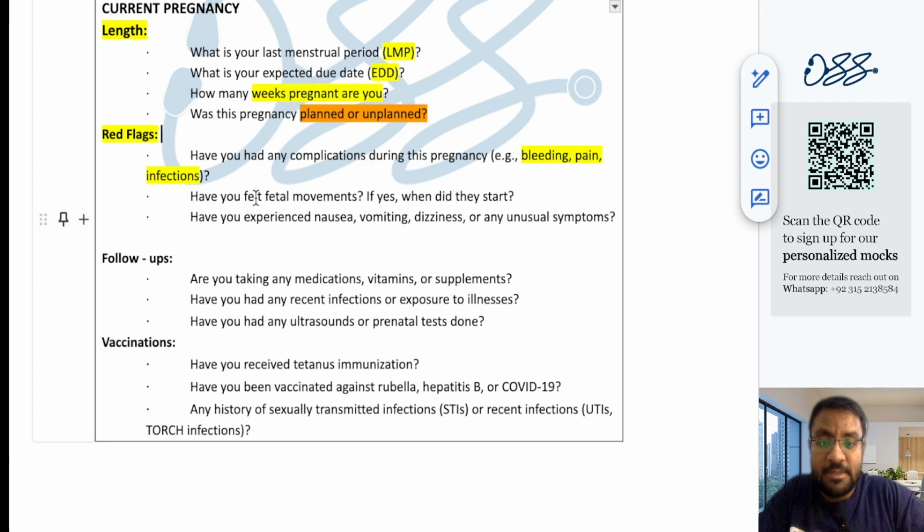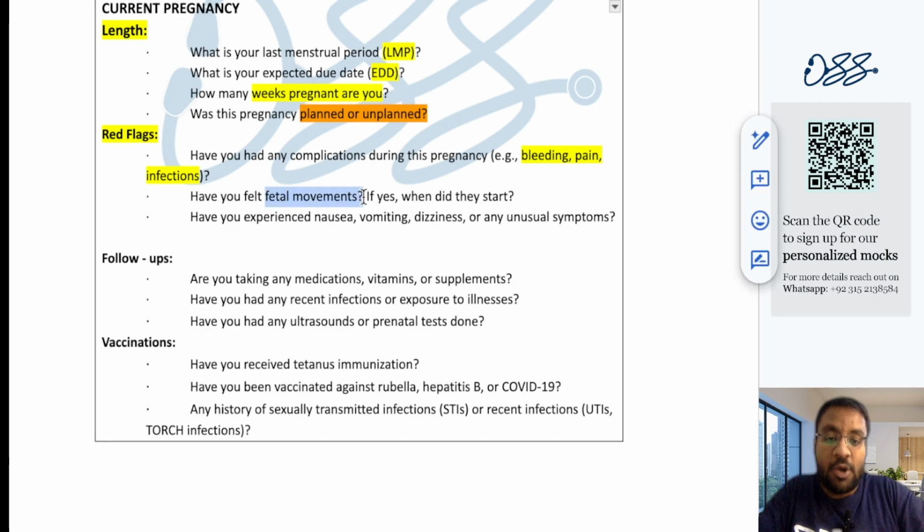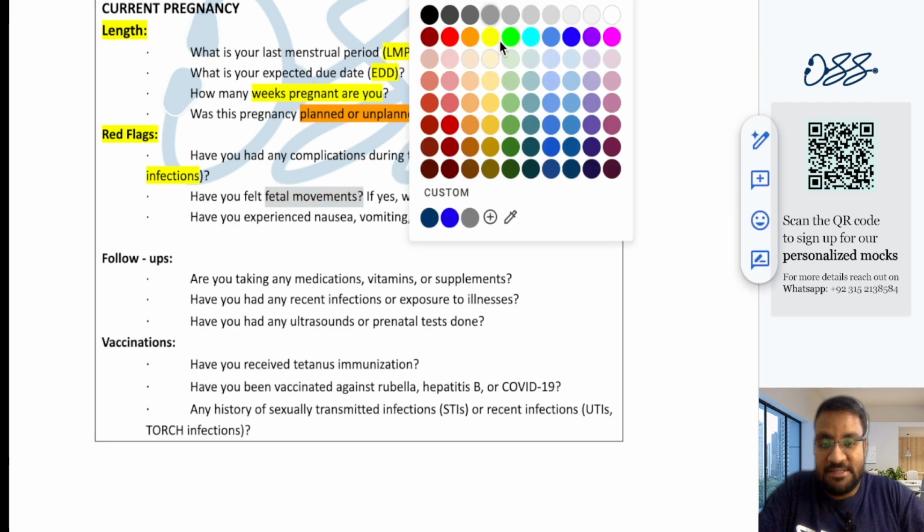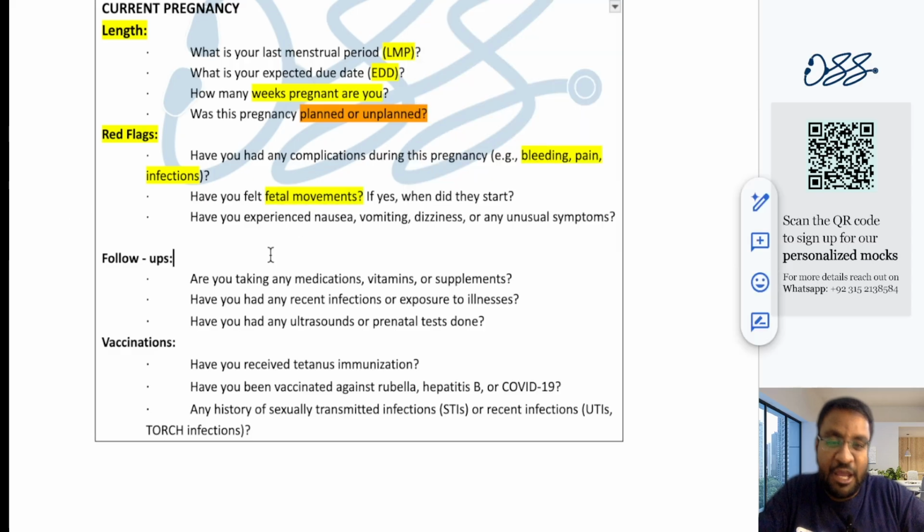Then you got to ask about some systemic signs that are associated with the pregnancy. Like for example, have you experienced any nausea, have you experienced any vomiting, do you feel tired, do you feel dizzy, or do you feel any unusual symptoms or any unusual worry, like palpitations, like unable to sleep? So you have to explore the systemic signs as well that may occur during the pregnancy.